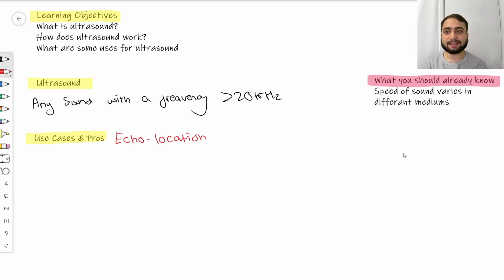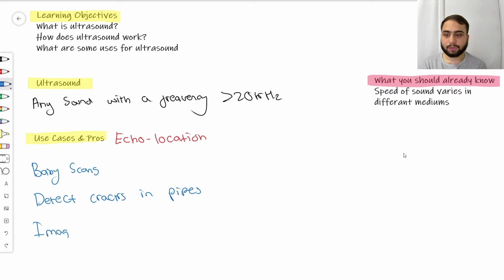Some use cases in the real world that we can apply this to are baby scans. We can also use this to detect cracks in pipes. And we can also use this to image the Earth, so look at what's happening underneath the Earth's crust, the internal structure of Earth's crust. Now, how does echolocation work in a diagrammatic form? I'm going to explain to you now.